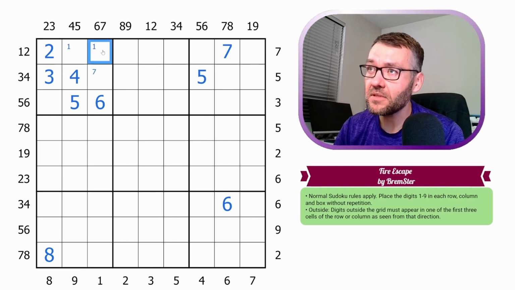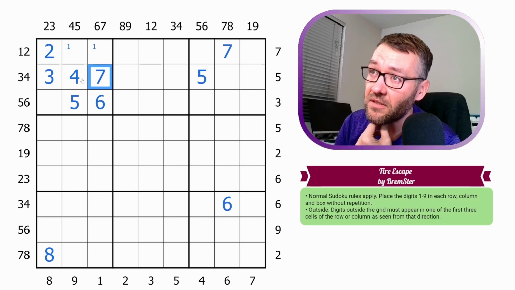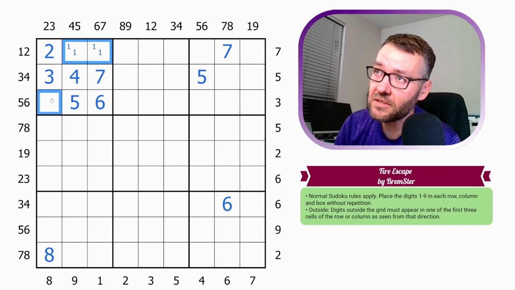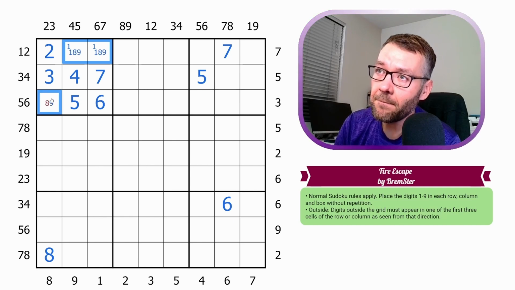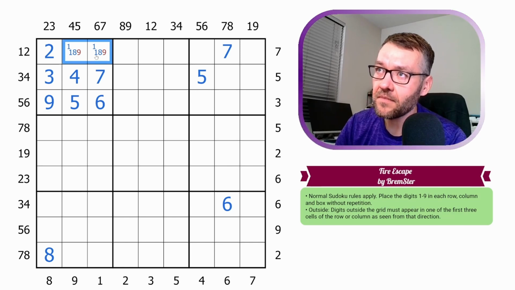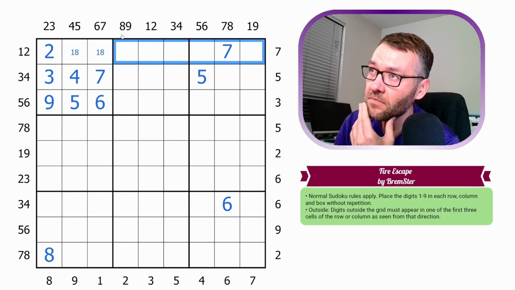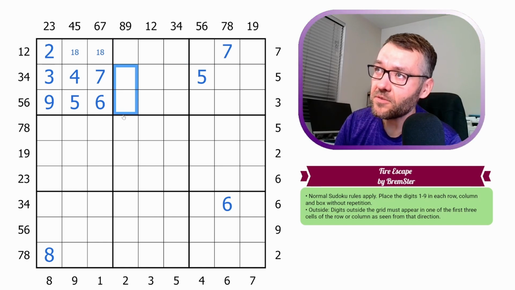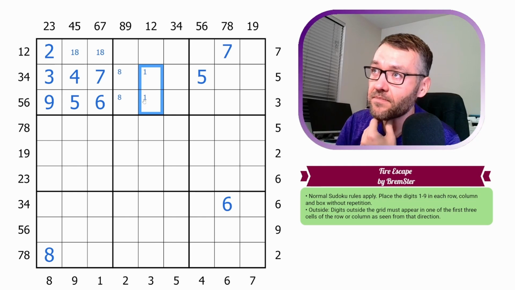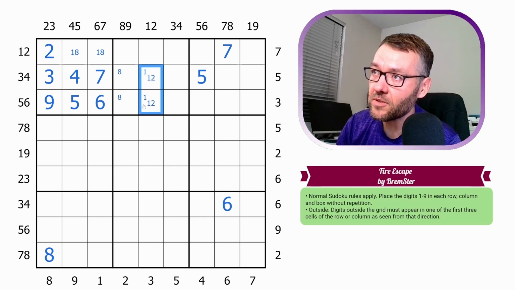But that removes the 7 from there, so that means the only spot left over here for the 7 is right there. So we're down to 3 digits for this region. That's 1, 8, 9. Oh, 8 can't go here. Okay, so that just makes this a 9. Nice. Makes that a 1, 8 pair, so that removes 1, 8 from the rest of this row. So this 8 has to go in one of these 2 spots. This 1 has to go in one of these 2 spots. And the 2, actually, because we already have a 2, so that makes this a 1, 2 pair.